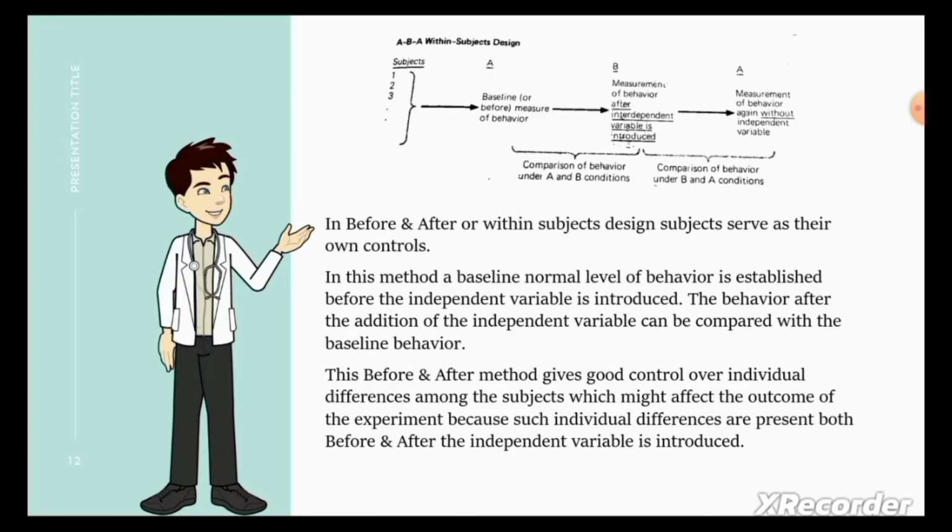In this, subjects serve as their own controls. In this method, a baseline normal level of behavior is established before the independent variable is introduced. The behavior after the addition of the independent variable can be compared with the baseline behavior. This before and after method gives good control over individual differences among the subjects, which might affect the outcome of the experiment, because such individual differences are present both before and after the independent variable is introduced.